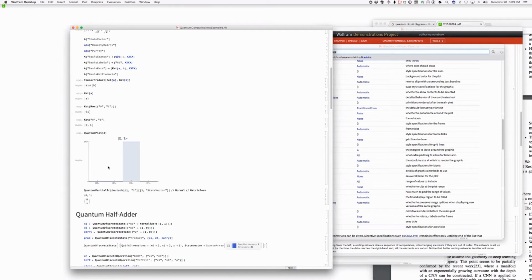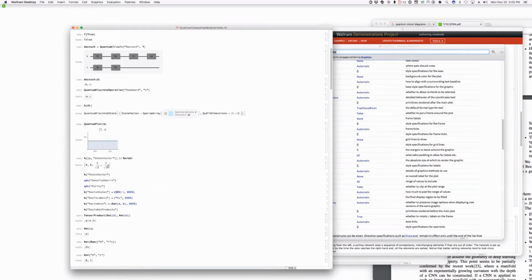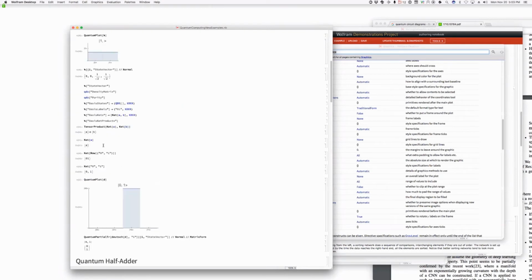Certainly with a binary product state, for example, you could imagine an array plot, but if you have a six-way product state, that's not going to work. Right. Okay, so we don't know how we're going to represent quantum discrete state.